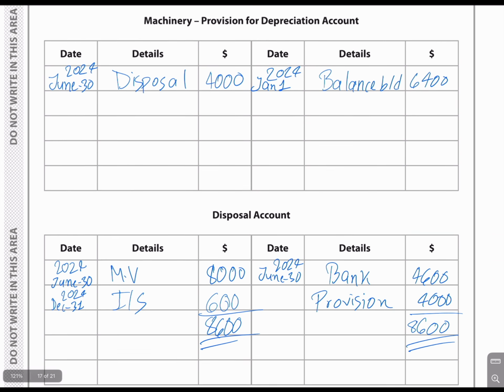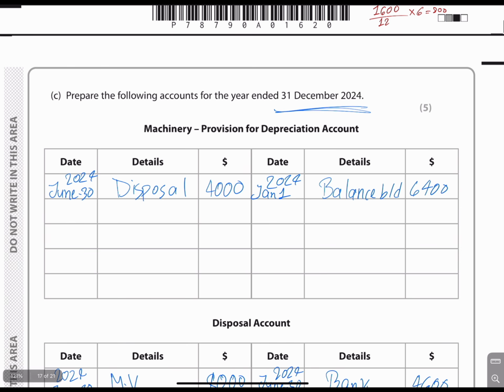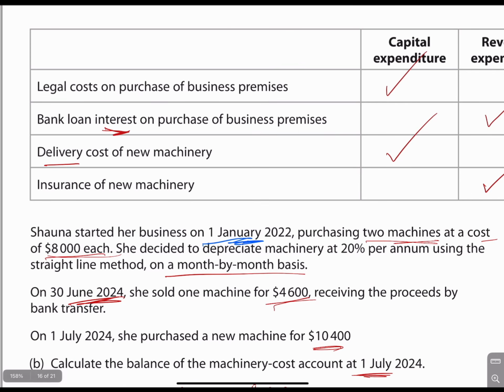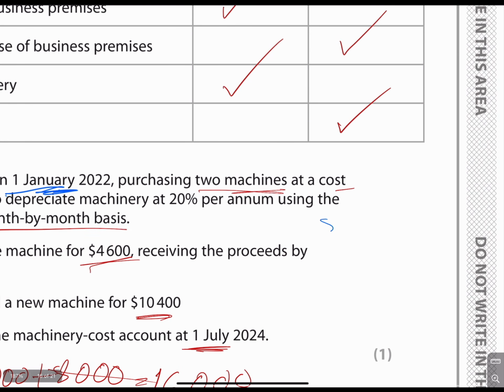Now we have to find the depreciation that is charged, the depreciation expense for the year, right? Now for this we have 3 items. We have asset A, which was sold, asset B, 8,000, 8,000. Now we have sold one asset and we have bought another asset, asset C, here.